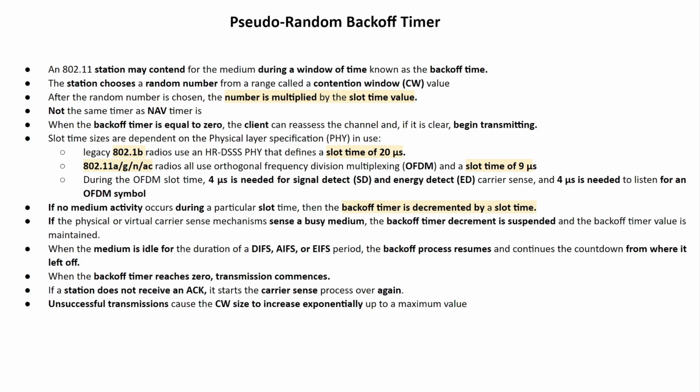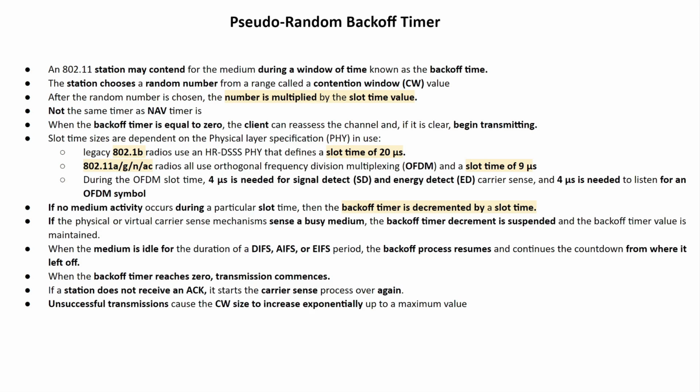First, devices select a random number within the contention window. This is not a timer, this is just a number for now. It is multiplied by the duration of the OFDM slot. It can be 20 microseconds for super old and 9 microseconds for just old and modern standards.